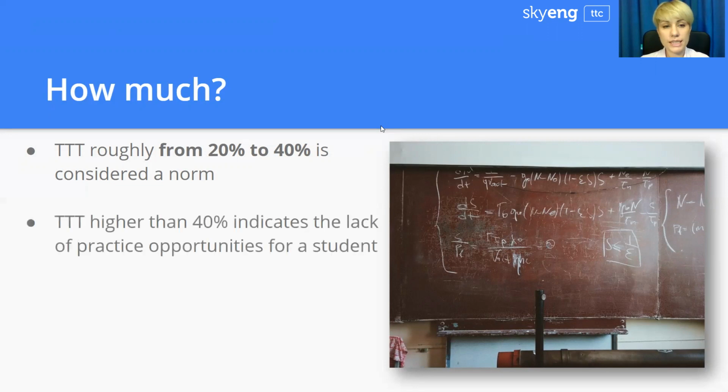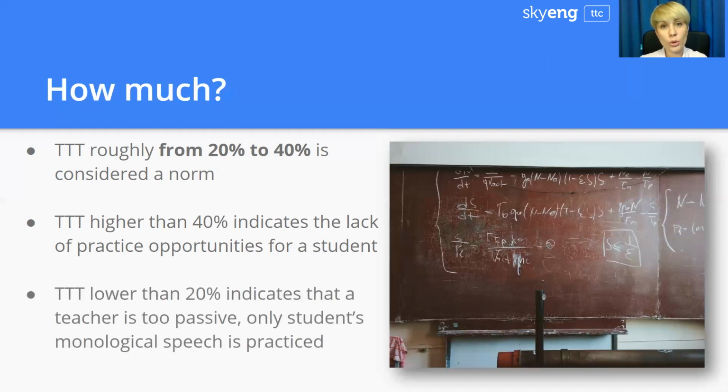If TTT is higher than 40%, it indicates a lack of practice opportunities for a student. It means that the student doesn't talk enough. If TTT is lower than 20%, it indicates that the teacher is too passive and only the students' monological speech is practiced. And we are aimed at conversation, at dialogue, but not pure monologue.